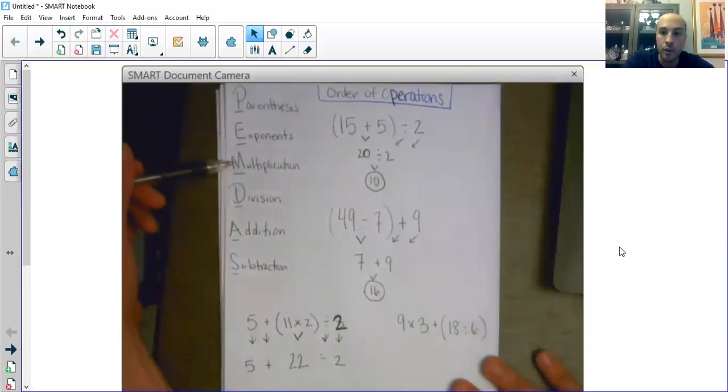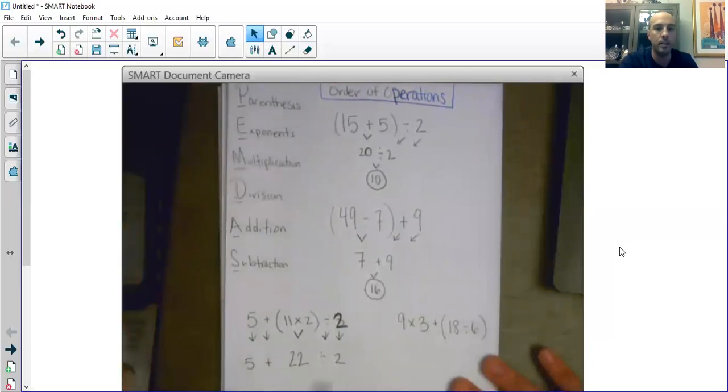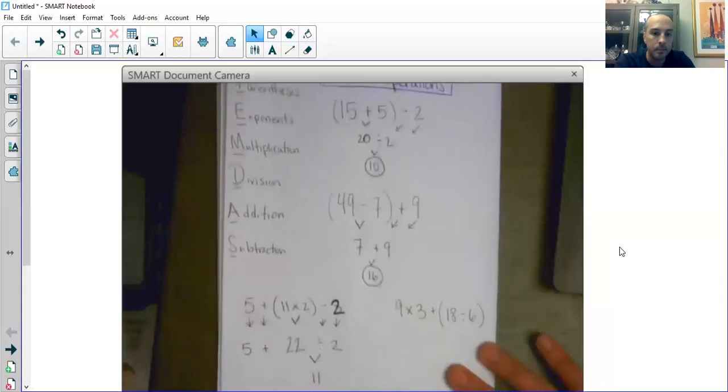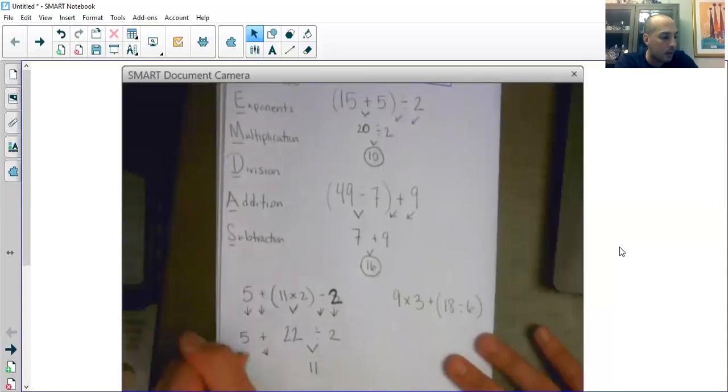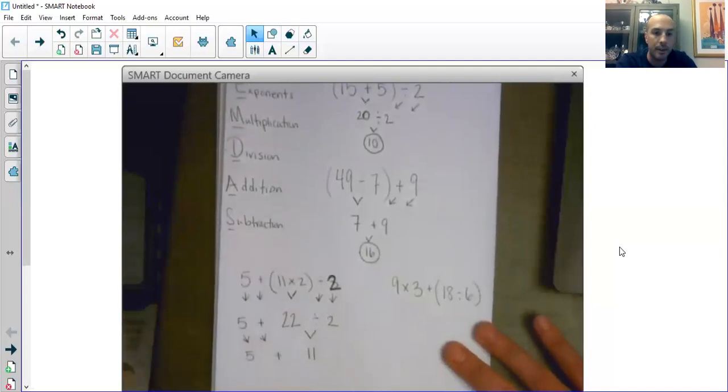Next would be multiplication. Do I have any multiplication in this equation here? No. Next would be division. Do I have any division? I do. I have 22 divided by 2. So that's what I do next. 22 divided by 2 is 11. Everything else comes down. So my new equation is 5 plus 11.